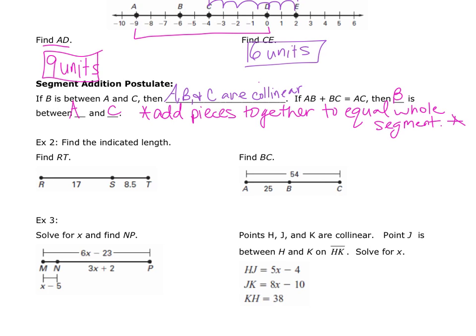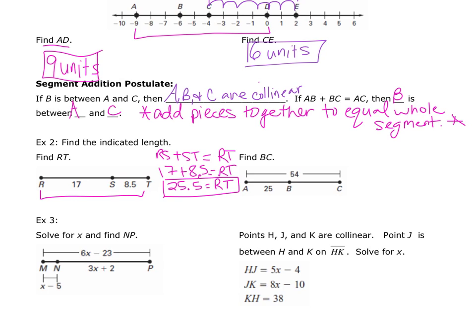So in example 2, when we need to find the indicated length of RT, that means we can add RS to ST, and that should equal the whole length. So 17 plus 8.5 should equal RT. If we add 17 plus 8.5, that gives us 25.5, and that's the distance of RT.